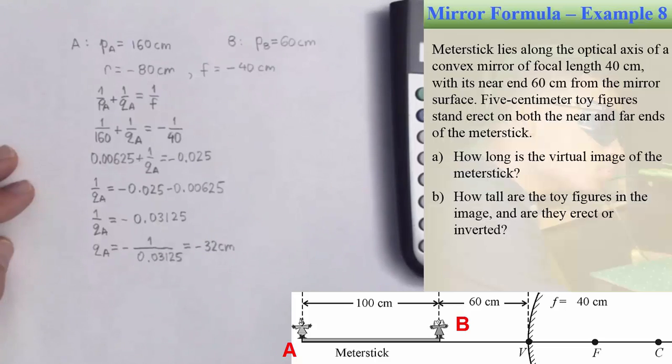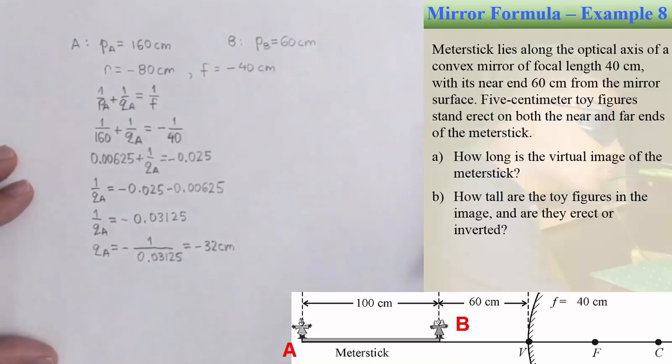So this tells us that the toy figure A that was farther away from the mirror is going to produce the mirror image that is going to be 32 centimeters away from the mirror, and the fact that the Q is negative means that this mirror image is going to appear to the right relative to the mirror. We can repeat the same calculation for the toy figure B.